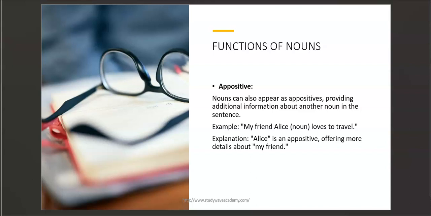Let's continue. Let me just explain this. Look at this sentence: My friend Alice loves to travel. Appositive nouns just add additional information about another noun, okay? You can as well say, my friend loves to travel. It is a correct sentence, but because you want to use the appositive noun and add additional information, you say, my friend Alice loves to travel. Now she's not just your friend, but your friend Alice, okay?